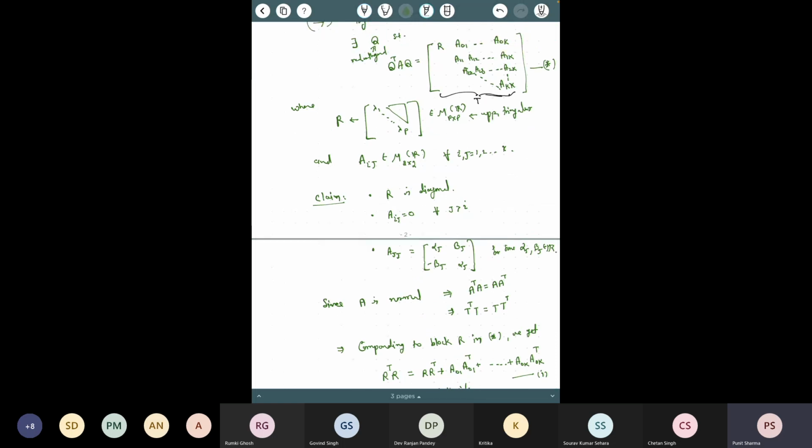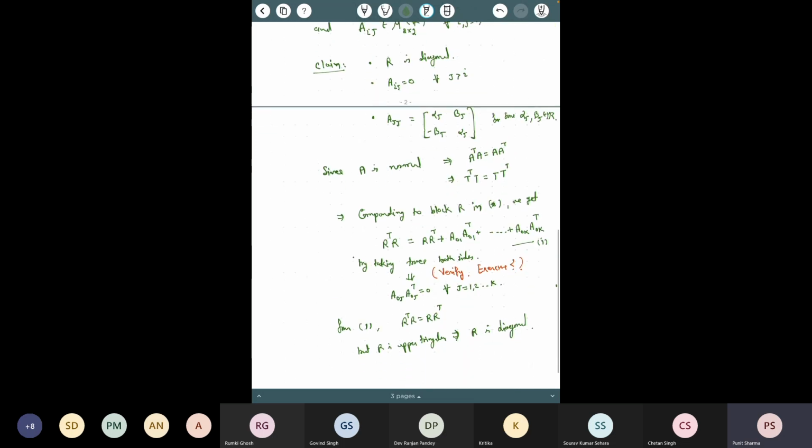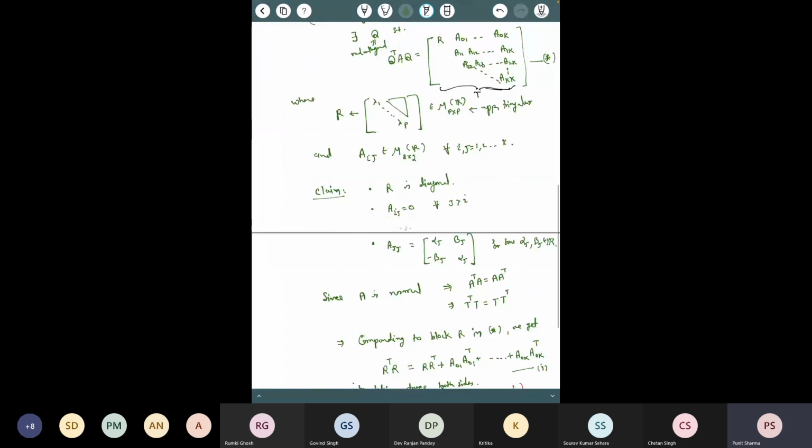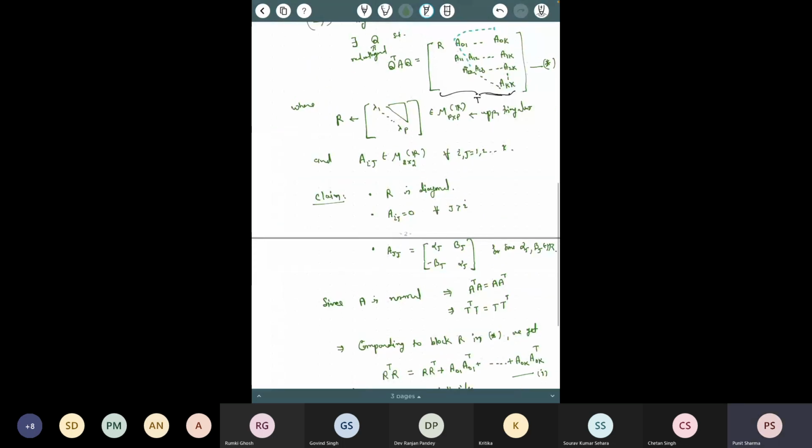So we have shown that this R that we get from the real Schur's form, because of the normality, this R should be diagonal. Now we will show that all these blocks here are 0.